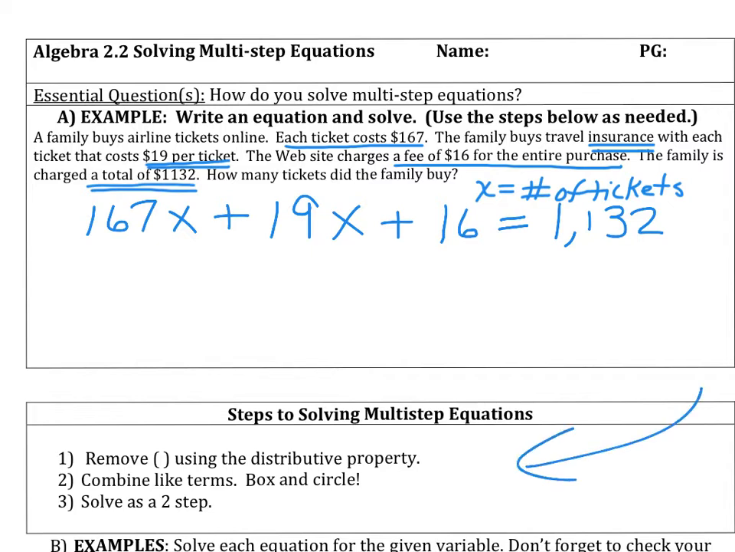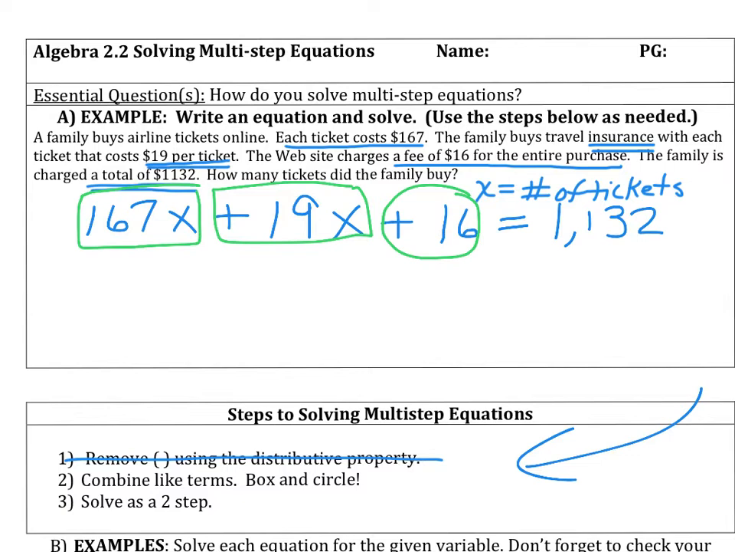Now, to solve this equation, you have the steps written down here at the bottom. We're going to remove any parentheses. We didn't use the distributive property this time, so we can get rid of that. Combine like terms: box and circle. This is my favorite. We want to box our like terms that have x's with them. So here, you have 167x plus 19x. Those are like terms, so they get linked together. There's a plus 16. There's nothing else on that side that has a constant, so we're just going to leave that one term circled.